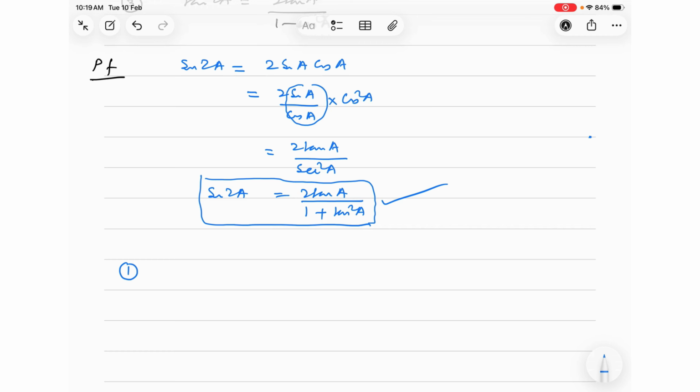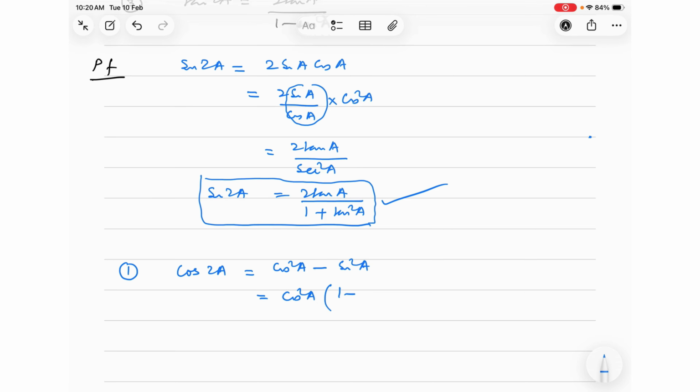Now, second one is cos 2A. We have to prove it equals 1 minus tan square A by 1 plus tan square A. Now, we have already proved cos 2A equal to cos square A minus sin square A. Now we can write this cos square A minus sin square A, take cos square A common.